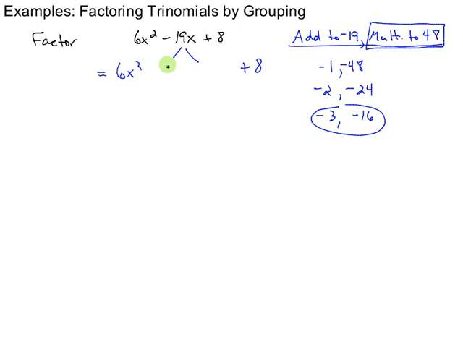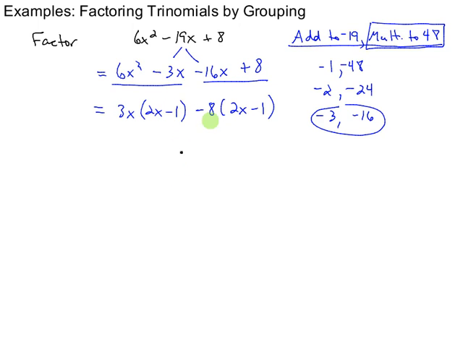Now we come back over here, negative 3, negative 16, but this is 19x, so I need x's on each of those. Now I have 4 terms, just factor by grouping. Pull a 3x out of the first 2. And I'm going to pause and finish this off. Now I'll pull out the common 2x minus 1, and it leaves 3x minus 8. And now we've factored the polynomial.